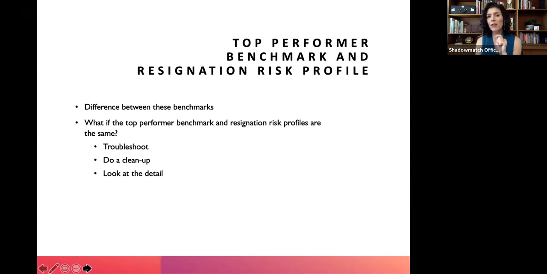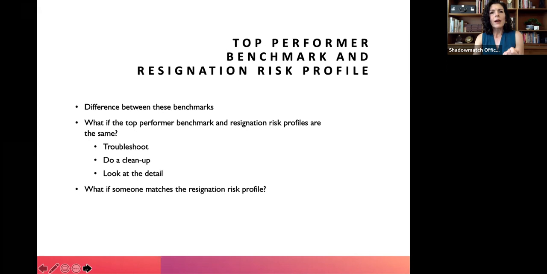I just want to repeat myself. This is the exception, and I'm dealing with the exception. In most cases, the top performer benchmark and the resignation risk profile should not look the same and will probably not look the same. Ladies and gentlemen, what if someone matches my resignation risk profile?